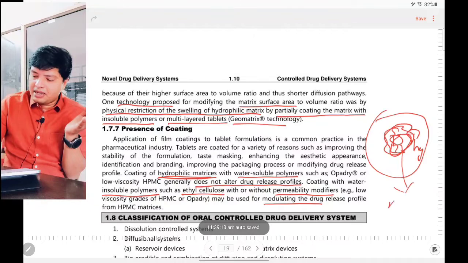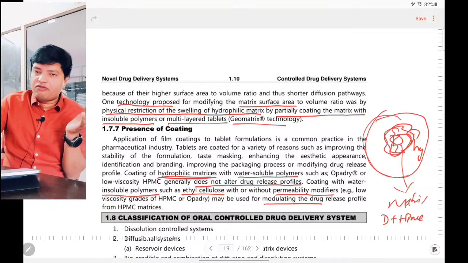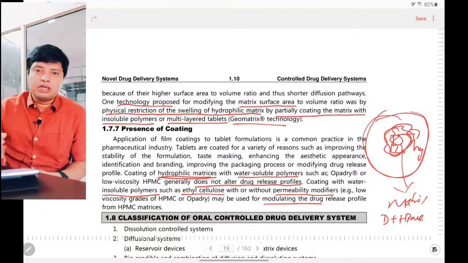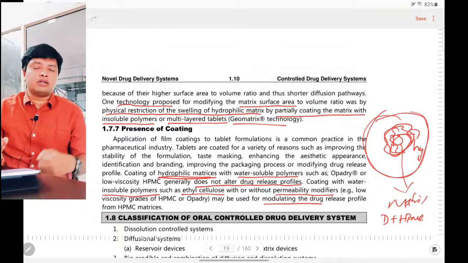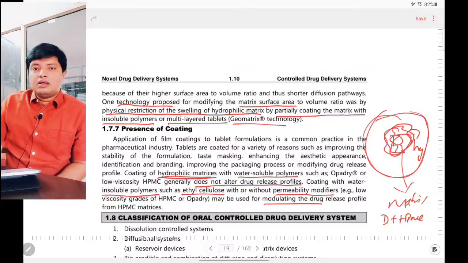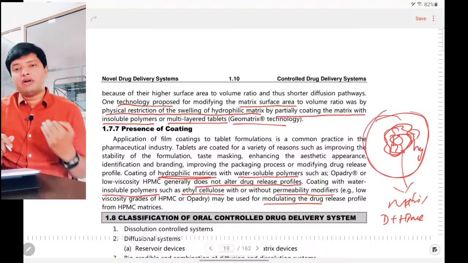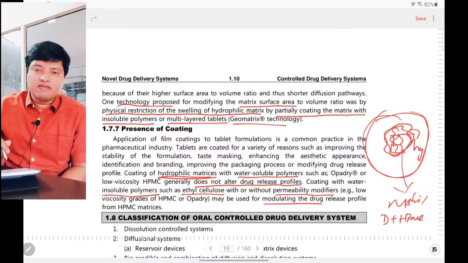assume this is a matrix tablet. How did I prepare that? I use drug and HPMC. I will coat this with hydrophobic polymer. What happens? The polymer is hydrophobic. It will retard the entry of water into the matrix. Then it will also have the effect of slow release of the drug, because entry of the water has been restricted.